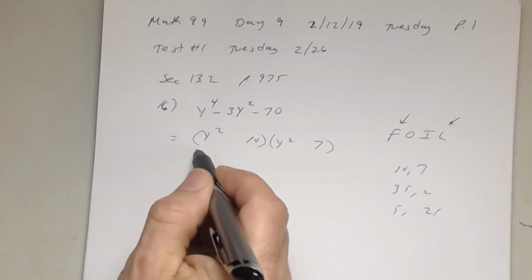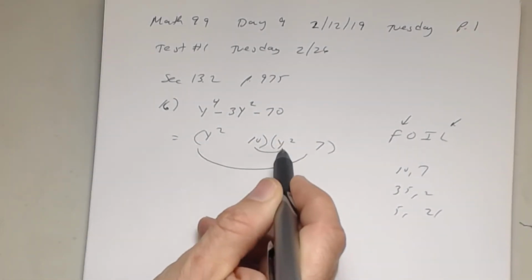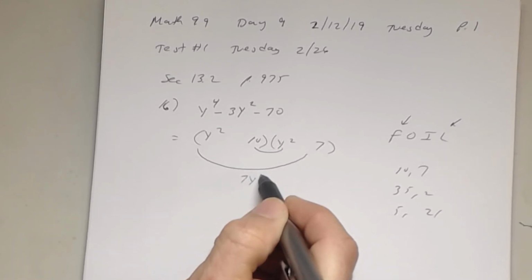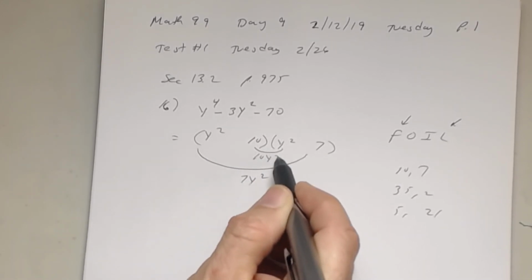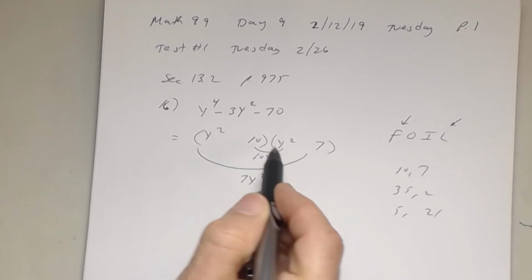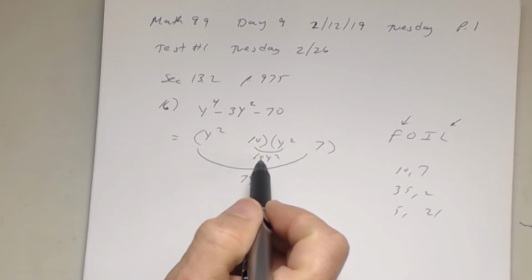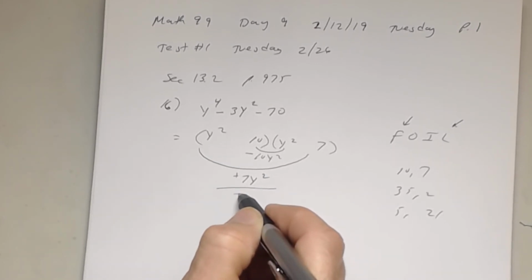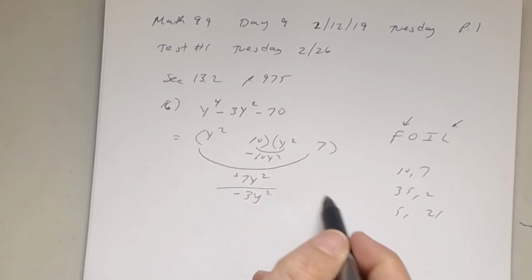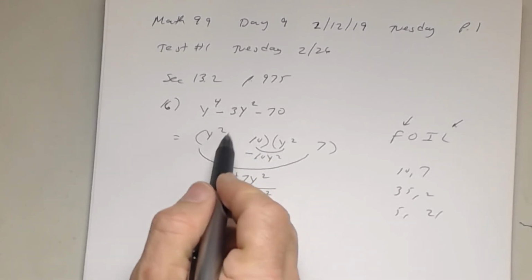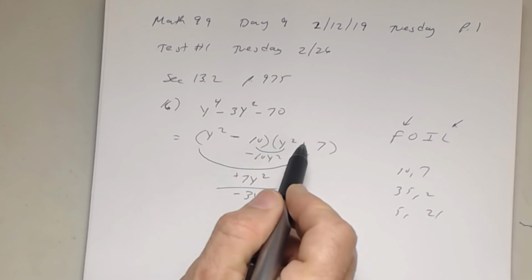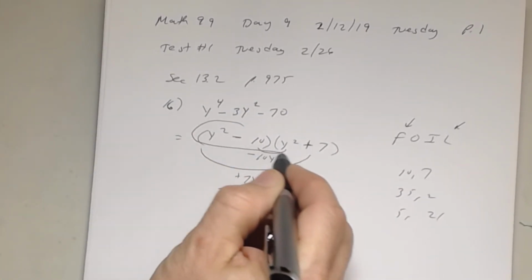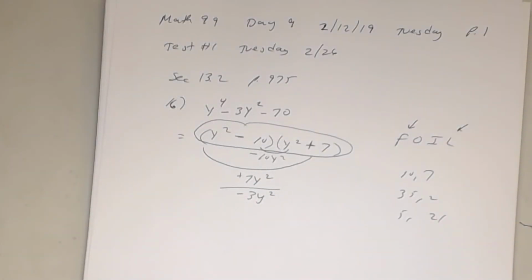Now let's do this first to determine which one it is. What is the outer right now? 7y squared. What's the inner? The larger of these coefficients takes that middle sign. So which one's going to be negative? 10, and this has to be positive. If you add them up, do I get that negative 3y squared? Yes. So this sign right here is going to be negative, and this sign is going to be positive. So there's my answer: y squared minus 10 times y squared plus 7.